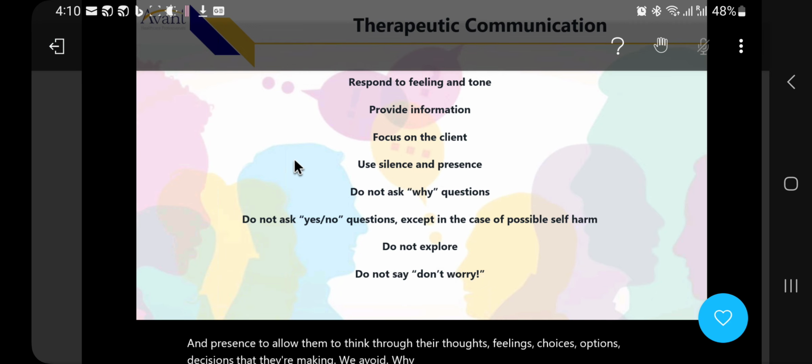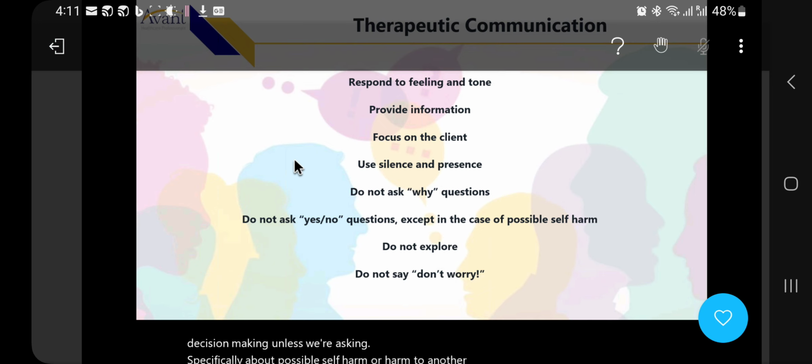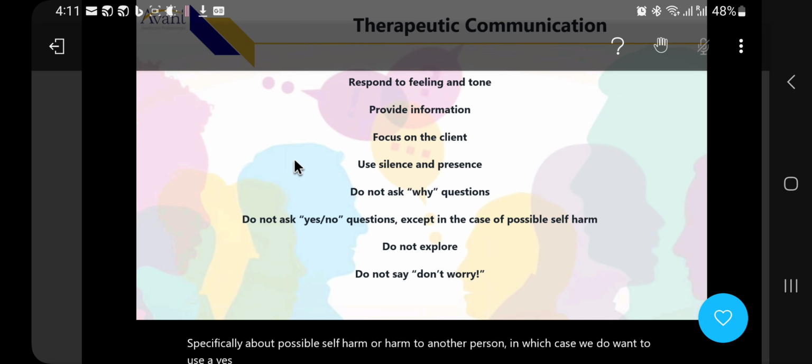We avoid why questions because motivations and root causes are not what we are worried about as nurses at the bedside. Our focus is on behavior and decision making. And then we want to use open-ended questions to help get more information from them about their thoughts and feelings and decision making, unless we're asking specifically about possible self-harm or harm to another person, in which case we do want to use a yes/no question. Do you have a plan? Do you have an intent to hurt yourself or someone else? So we want to do all of those things.